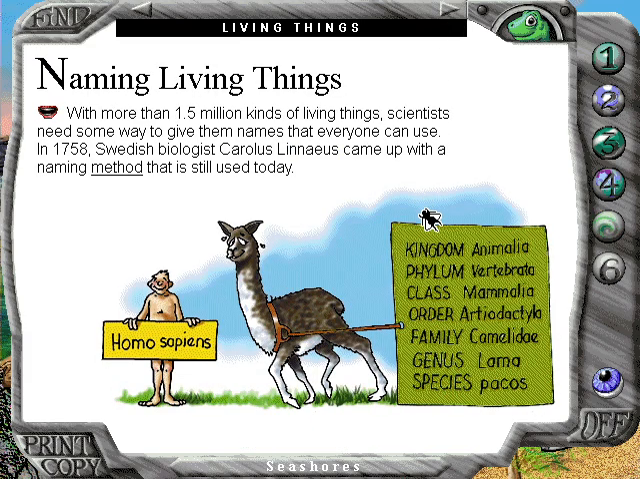Naming living things. With more than 1.5 million kinds of living things, scientists need some way to give them names that everyone can use. In 1758, Swedish biologist Carolus Linnaeus came up with a naming method that is still used today.